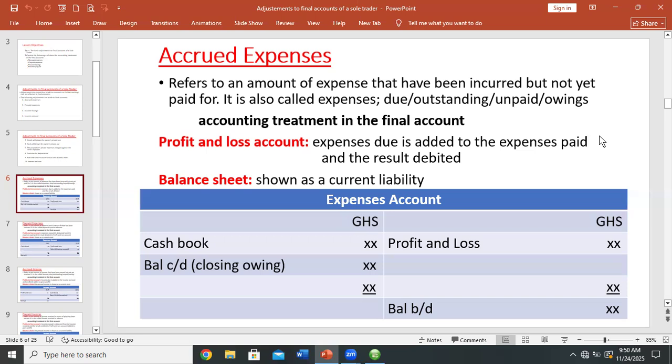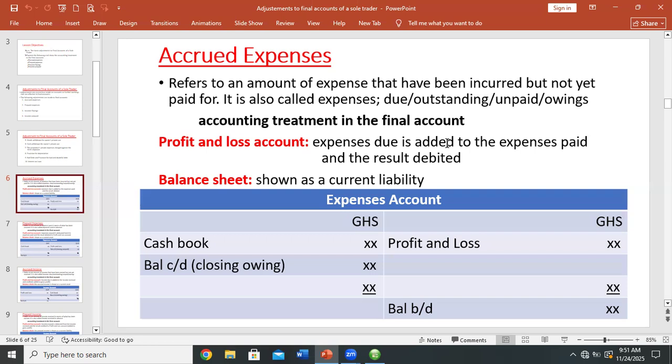So for expenses that have not been paid or that are due or that have accrued, we add them. We don't exclude them. We add them to the amounts that we have paid to be able to determine the total expenses for the period. That is why in the profit and loss account, you have to add any owings or outstandings or accrual in expense. I don't know if the point I'm making is well understood. So in the profit and loss account, you add it. You add. And I want you to remember that.